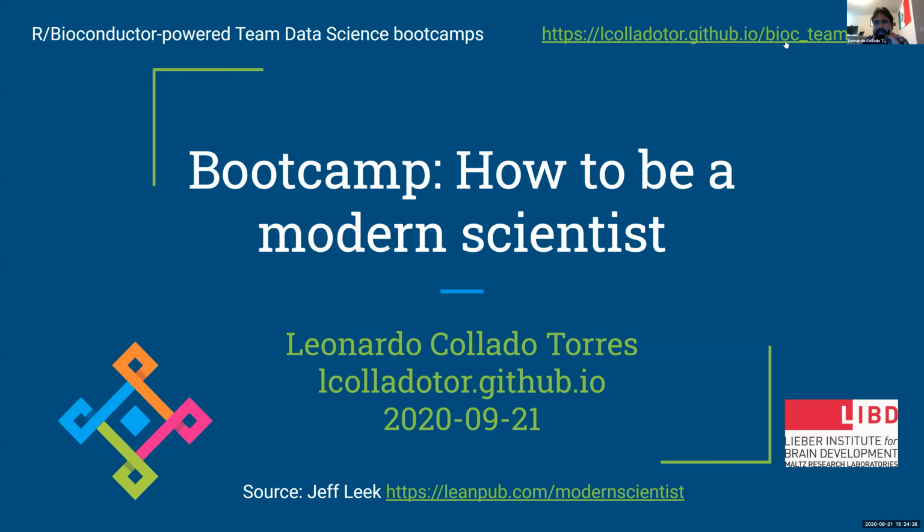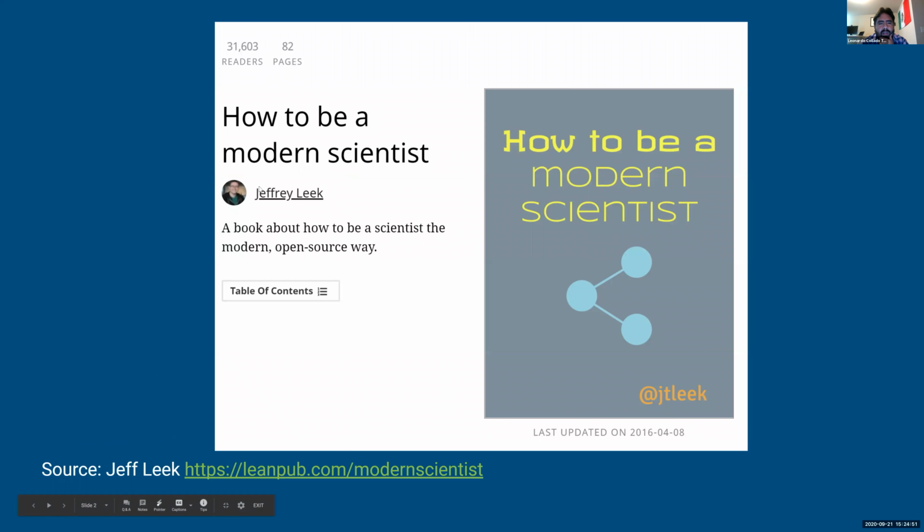And so I'm building this website called BioC_team_DS, my profile on GitHub, which are the links that I sent you. But in particular, this book is completely available through LeanPub, and we'll spend some time setting this up. It was made by Jeff Leek. Jeffrey T. Leek wrote this book, and it was last updated in April of 2016. It's a very short book, 82 pages, depending on the length of your pages, and it has around 31,000 readers. So we will just add to that tally a little bit.